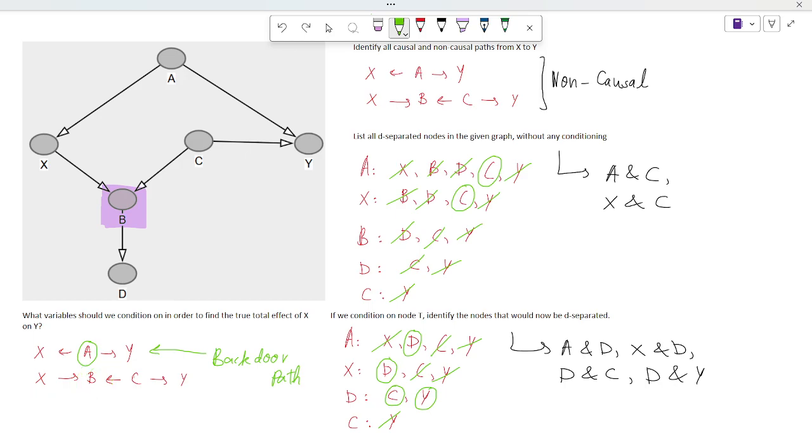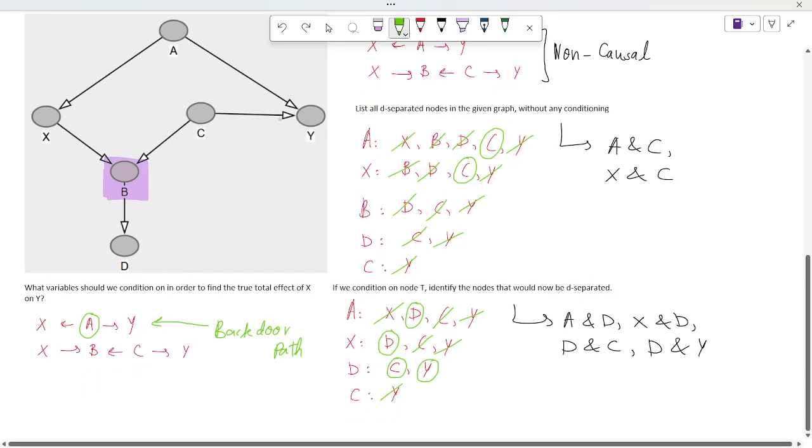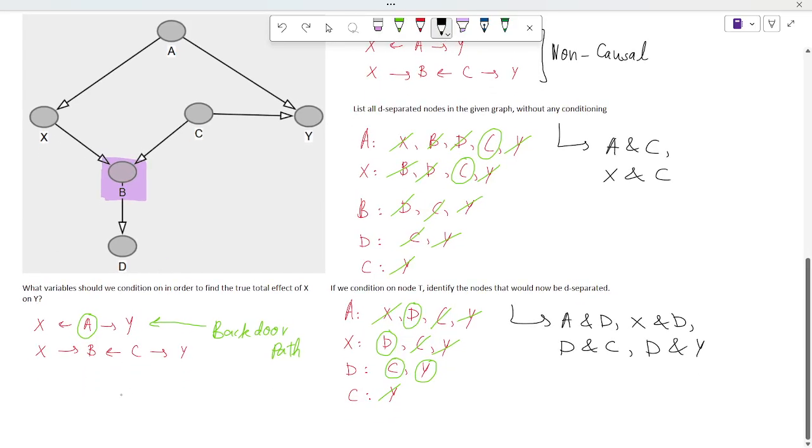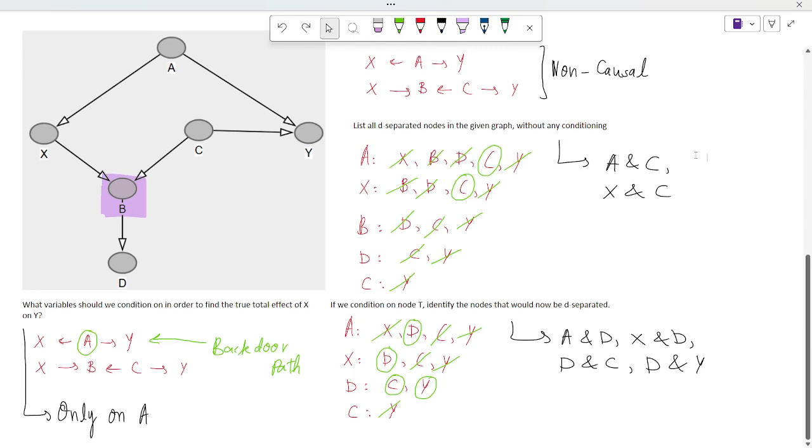So आप सिर्फ backdoor paths को देखते हैं. You only look at backdoor paths when you're trying to determine the total impact of one variable on another, and then you look at any confounders along those paths and then you condition on them. Since we only have one backdoor path and A is the only confounder on that path, our solution is that you will condition only on A. Is that okay? Guys, any questions at this point?